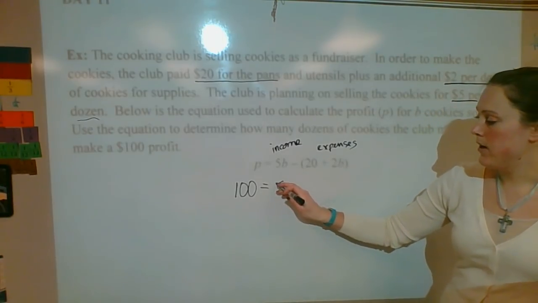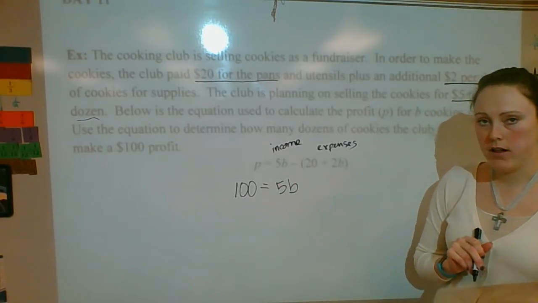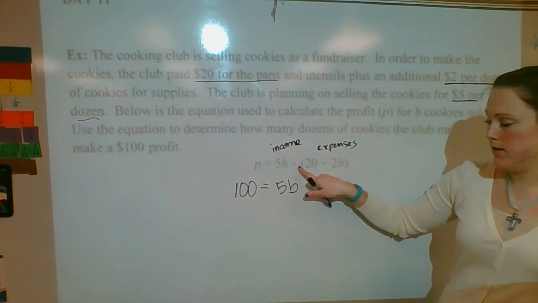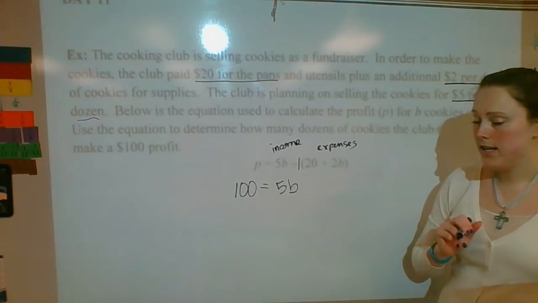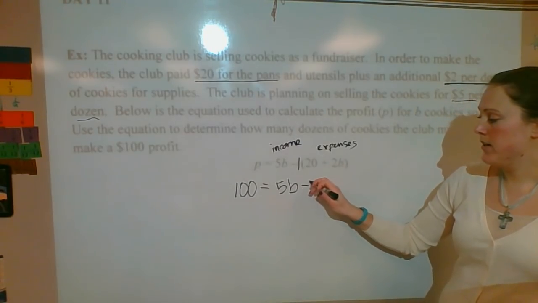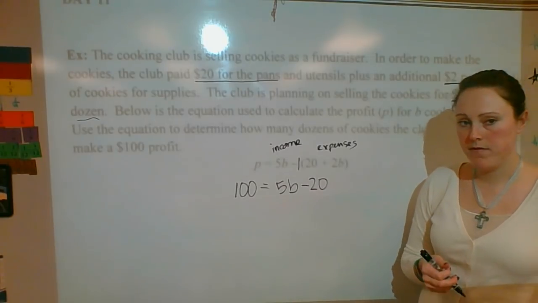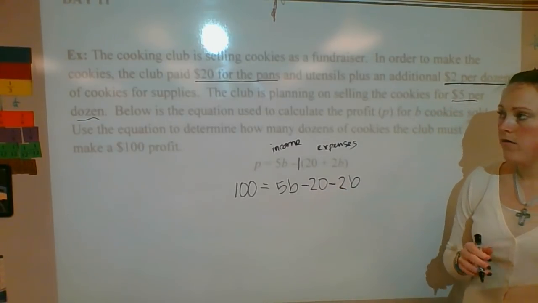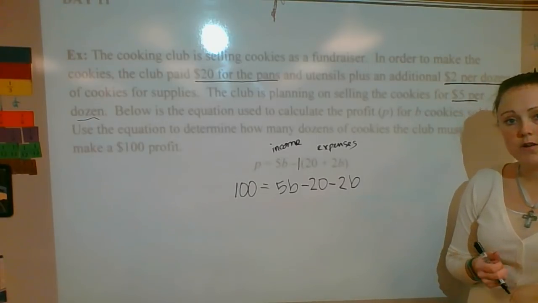So I have $5 per cookie. I can leave that alone, but just a reminder that this is a minus sign outside my parentheses. So it's really like taking a minus 1 times both things in here. I have minus $20 for my one-time fee for the pans, and I have minus 2 per cookie for the flour and the sugar and those other things that go into making it.